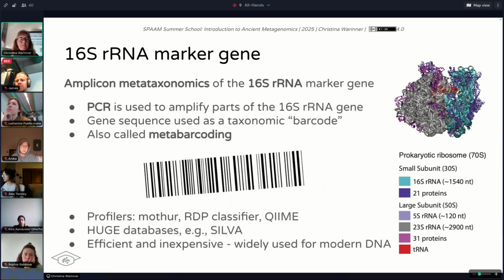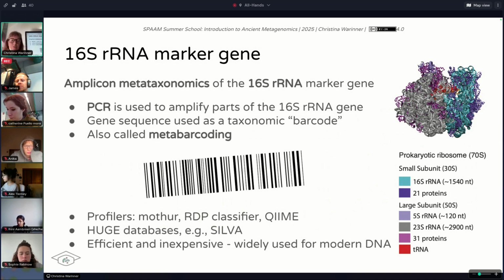And so what people have done in the past is use PCR to amplify parts of the 16S rRNA gene. They use this gene sequence, which they refer to as a taxonomic barcode, to infer the operational taxonomic unit, or the approximate species or genus that it's from. Sometimes people call this approach of metataxonomics metabarcoding. They mean the same thing.